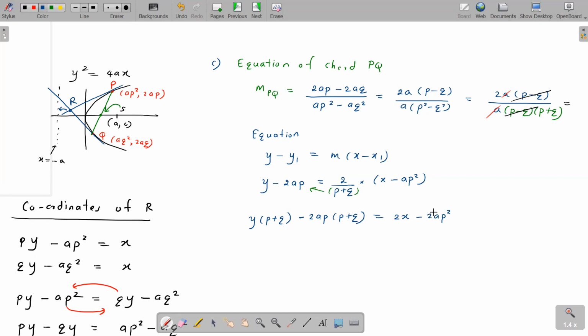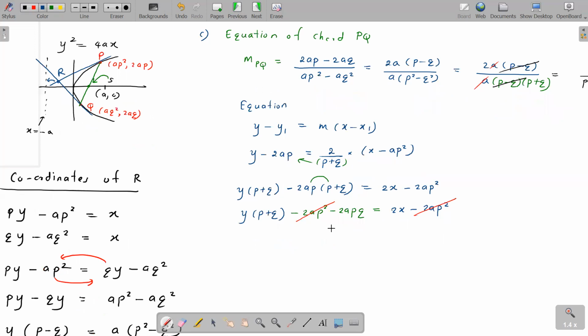Is that okay? Okay, 2x minus 2AP square. I think I can open the bracket and simplify a few terms. Y times P plus Q, I'll keep it. This bracket will open. Minus 2AP square minus 2APQ. Are you with me? Equals other side, you get 2x minus 2AP square. Can you see someone cancels? Minus 2AP square and minus 2AP square on either side, which means when you bring it to one side, it will cancel out, will become 0. So we end up getting Y times P plus Q minus 2APQ equals 2x.